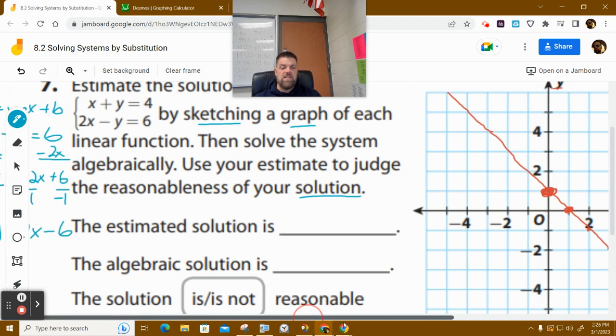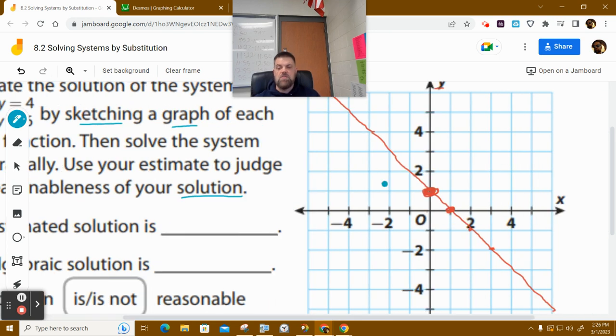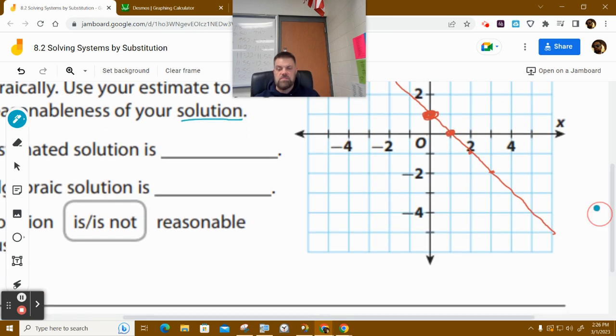How do I plot that? What's my y-intercept for that? Well, close. Negative 6. So now what do I do over here on the graph?